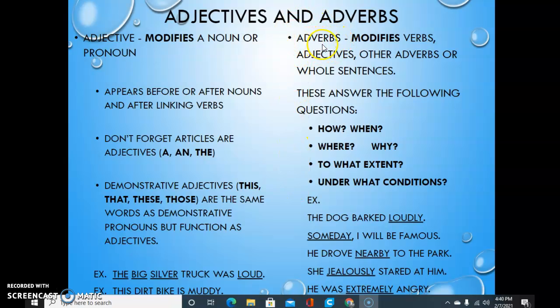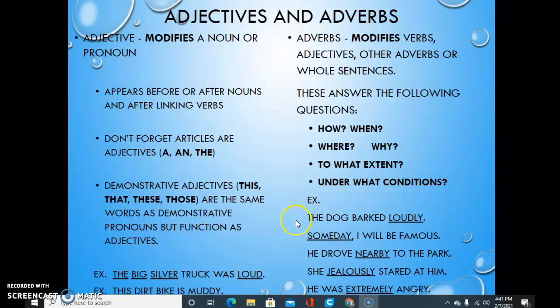So, look, adverbs, as the name sort of suggests, modify verbs. They add to the verb. But they also can modify adjectives, other adverbs, or on rare occasions, even entire sentences can be modified by adverbs. That may sound like an awful lot of different things that adverbs can modify, and certainly it is. But you can identify an adverb because they always answer one of the following questions. They will answer how, they answer when, they can answer where, they can answer why, they can even answer to what extent or under what conditions.